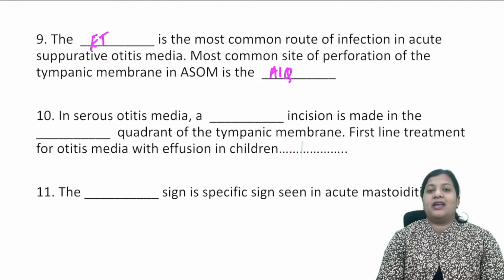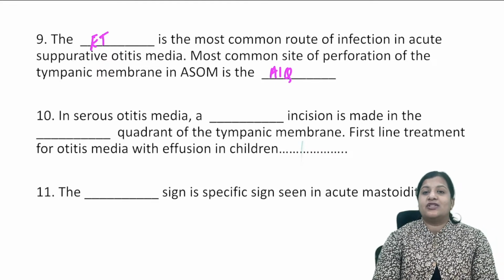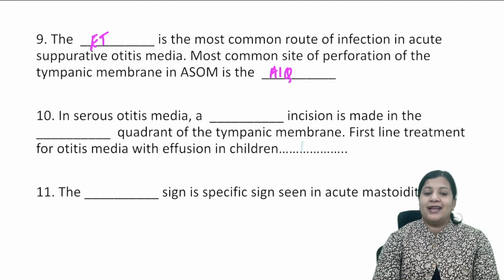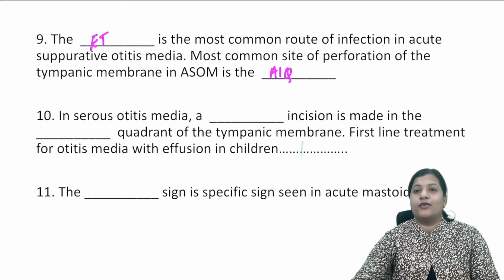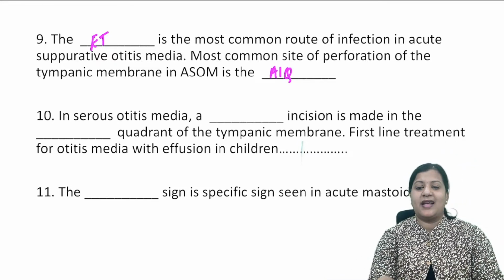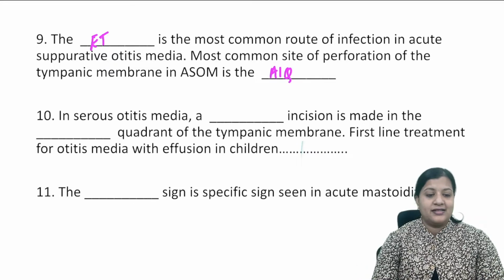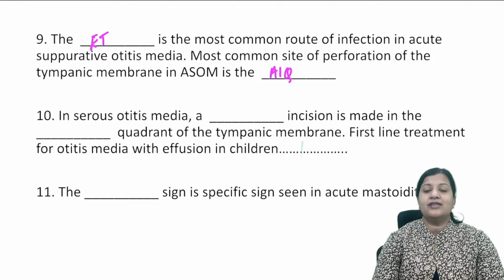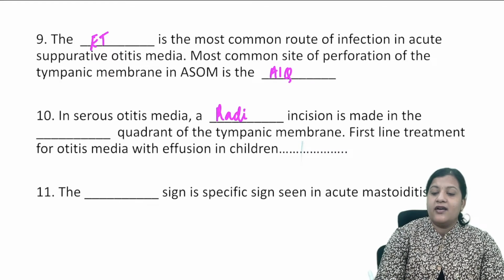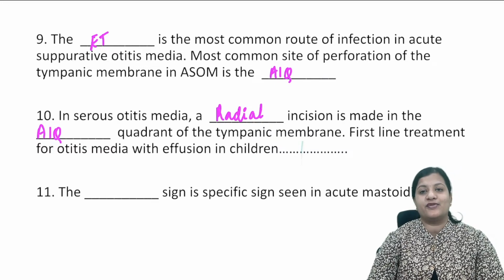In serous otitis media, a dash incision is made in the dash quadrant of the tympanic membrane, and the first line of treatment for these patients will be. So in serous otitis media, what kind of incision? Will you do a radial incision? Will you do a curvilinear incision? What will you do? I'm waiting for your answers. Yes, in ASOM, we do a curvilinear incision. Here, we do a radial incision. Okay, so here we do a radial incision in the antero-inferior quadrant, but in ASOM, we do a curvilinear incision in the postero-inferior quadrant.